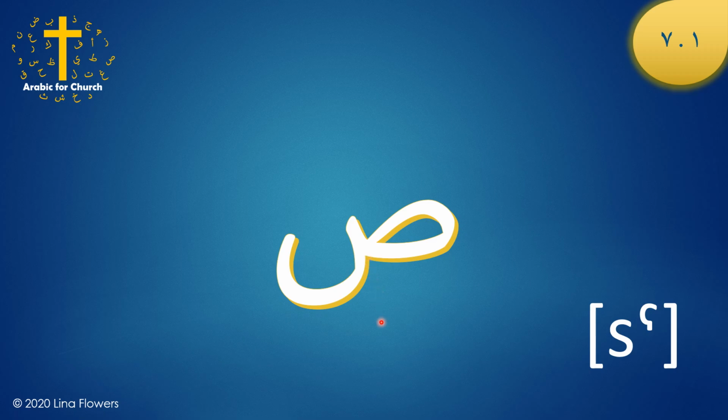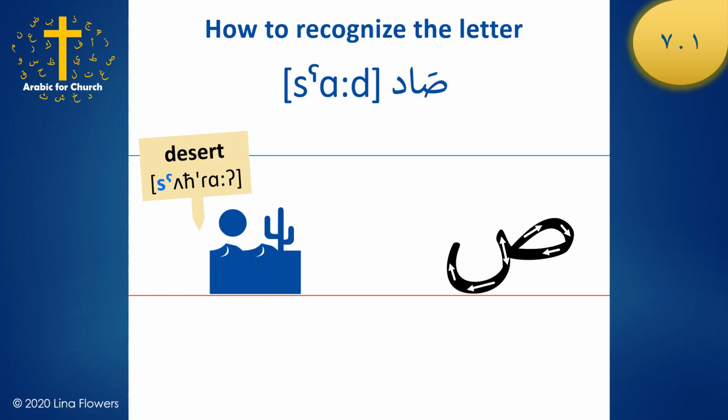The sound Sa doesn't have an equivalent in English. The phonemic symbol for it is the sound S, with a little indication that it's more emphatic. Writing the letter Sad starts from the left and then moving on to the right to finish the little round shape, and then it goes into the basket.